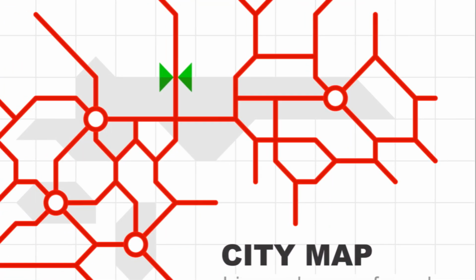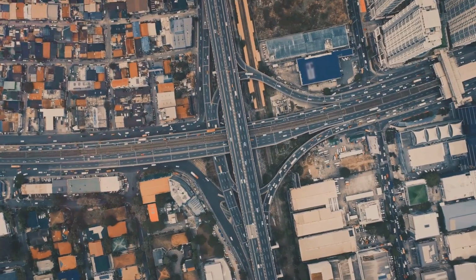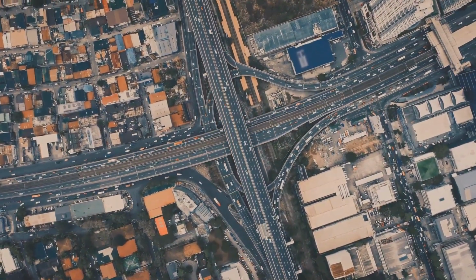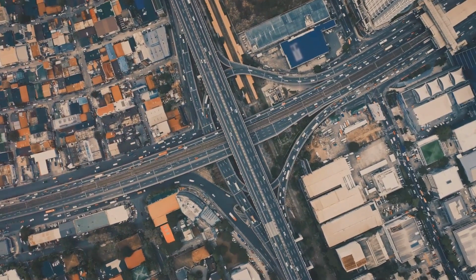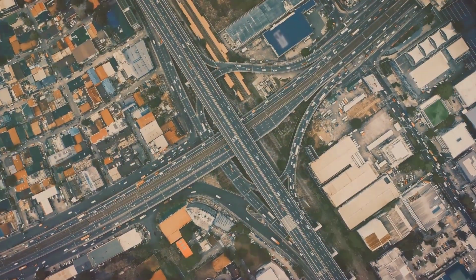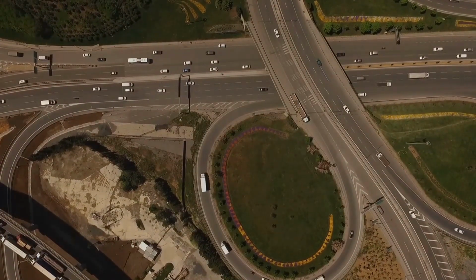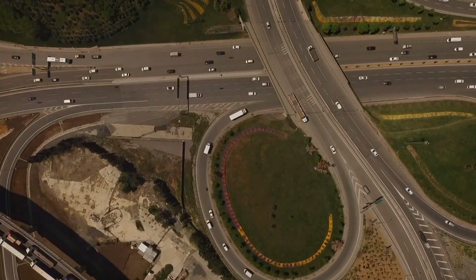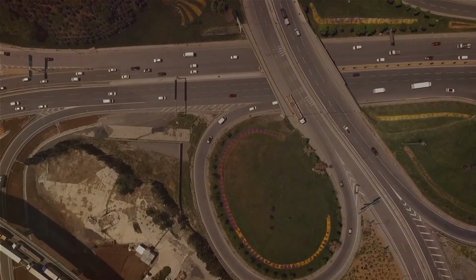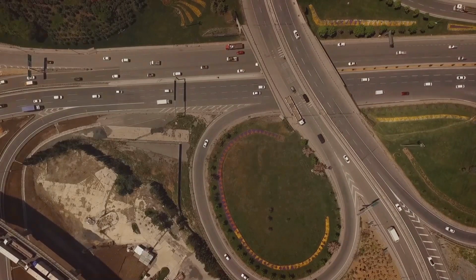For example, let's consider a graph representing a city, where the vertices are destinations, and the edges are roads connecting them. If each destination has an even number of roads leading in and out, a postman could start at any point, deliver mail along each road once, and end up where he started, without retracing his steps. An Eulerian circuit. Now let's talk applications. These concepts are not just intriguing mathematical puzzles, but practical tools that can help solve real-world problems.